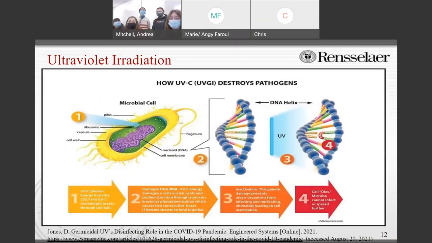So UVC lights are strong enough to destroy pathogens, and pathogens are just anything that can make you sick. It penetrates the membrane of the virus and goes directly to the genetic material. It basically renders the genetic material unusable, and it stops the virus from reproducing. And yeah, it stops it from spreading.